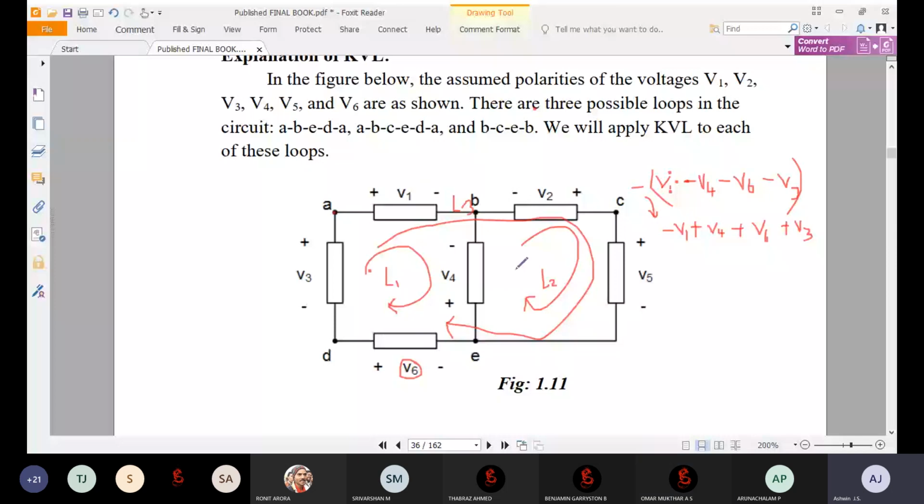So I will consider any one sign, whether you are going to consider it as positive or negative. If I'm considering it as positive, then V1 is positive. Next you go to V4. It is going from minus to plus. Similarly, V6 also minus to plus, and V3 also minus to plus, right? So the remaining all should be in the same polarity. If this is considered as negative, everything should be in minus. Okay, likewise I will mention. And if you look at the second loop, go to the second loop.